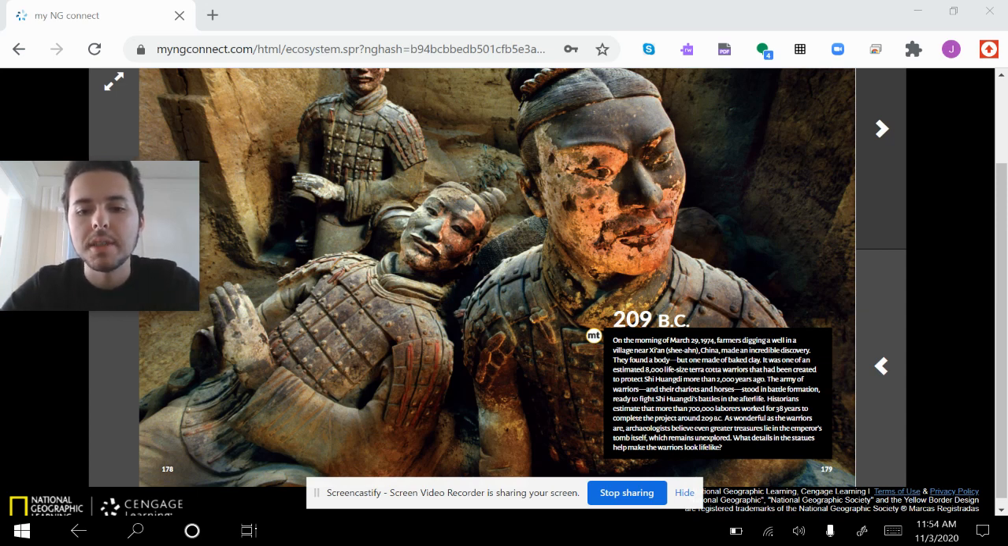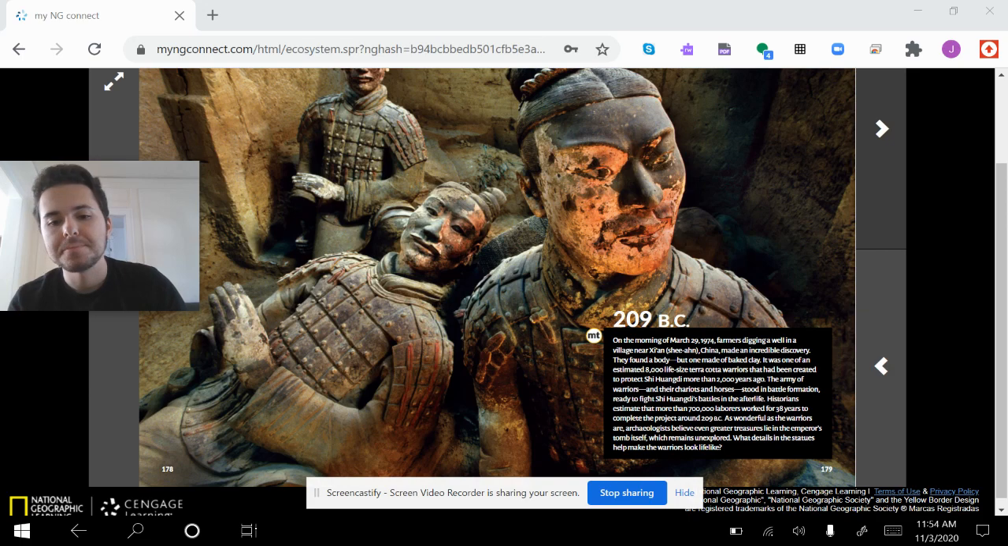Historians estimate that more than 700,000 laborers worked for 38 years to complete the project around 209 BC. As wonderful as the warriors are, archaeologists believe even greater treasures lie in the emperor's tomb itself, which remains unexplored.